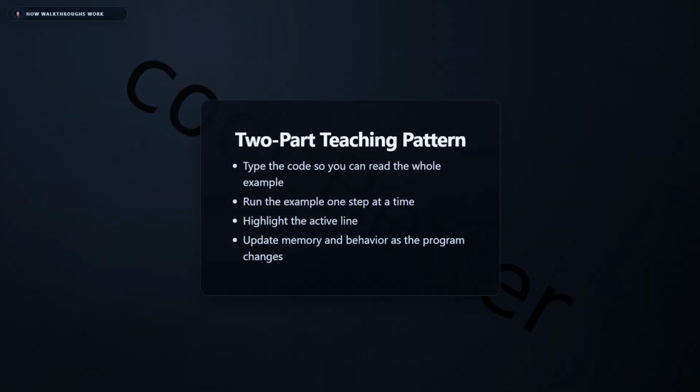A walkthrough has 2 phases. First, the code's typed onto the screen. Then the tutorial runs through the code one line at a time. During that second phase, the highlighted line, memory panel, and behavior panel work together. Highlighting and sound cues help direct the flow and help you keep up with what's going on.